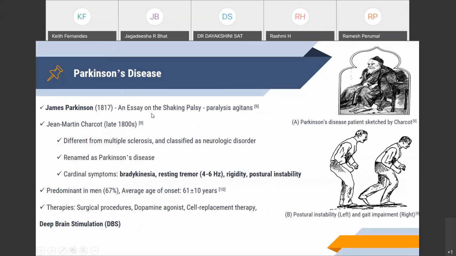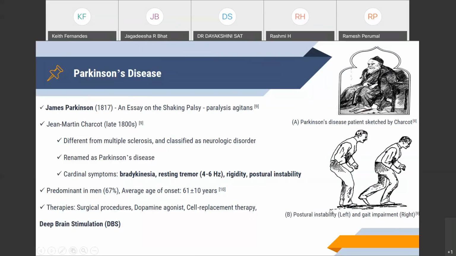Parkinson's disease is named after the physician James Parkinson, who first described the symptoms of the disease in humans in his research note, and called it shaking palsy. Initially, it was named paralysis agitans. Then Dr. Jean-Martin Charcot renamed this disease as Parkinson's disease to honor the contributions of James Parkinson. The cardinal motor symptoms are bradykinesia, that is slowness of movement, resting tremor, which means a series of involuntary rhythmic movements, rigidity, and postural instability. They find it very difficult to hold their posture.